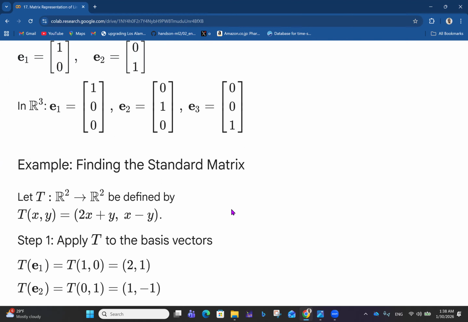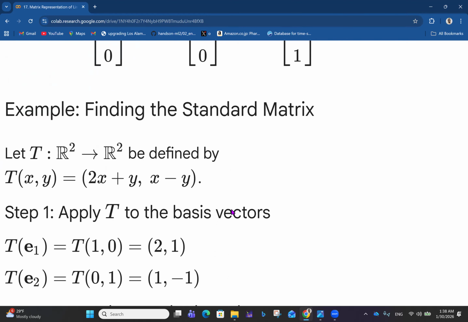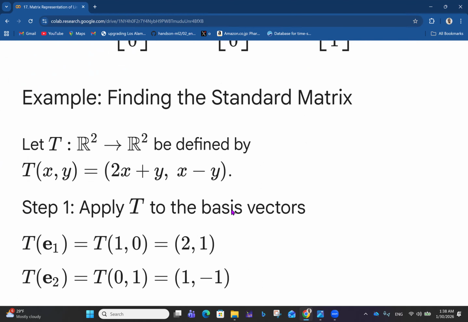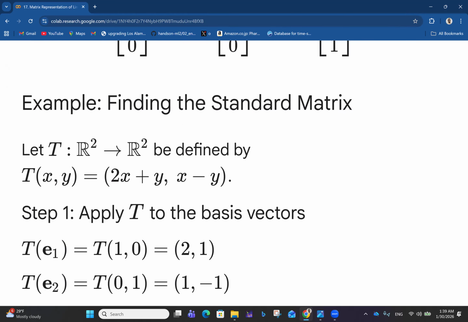Okay, so now we go for an example which says to find the standard matrix. Let T map R2 to R2, defined by the transformation T of (x, y), which is equal to (2x plus y, x minus y). The first step you want to take here is to apply T to the basis vectors. So T of e1 is T of (1, 0). You substitute 1 for x and 0 for y. So that means 2 times 1 plus 0, that's 2 plus 0, which is 2. Then x minus y is 1 minus 0, which is 1.